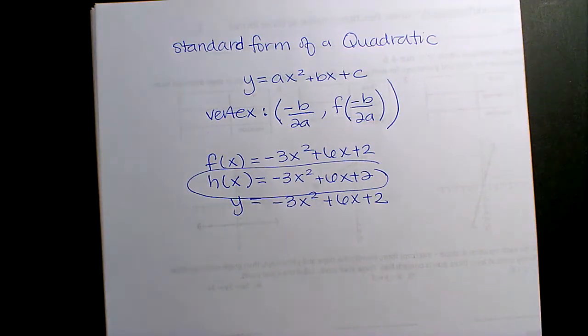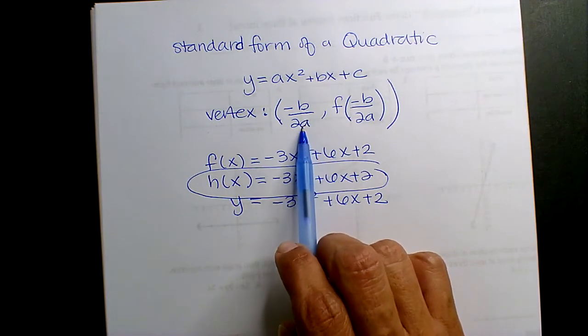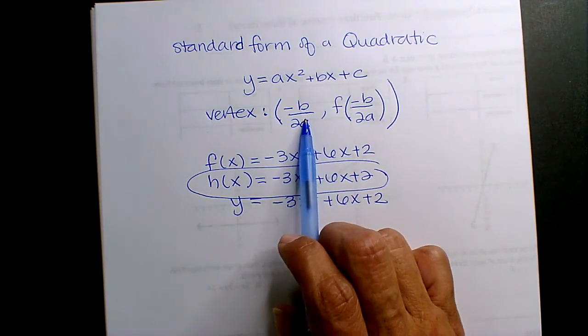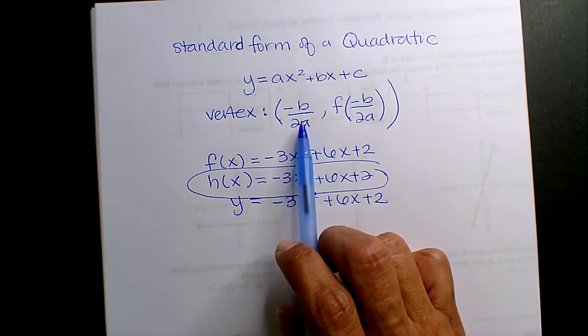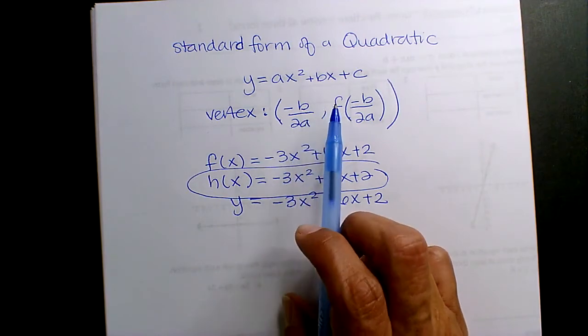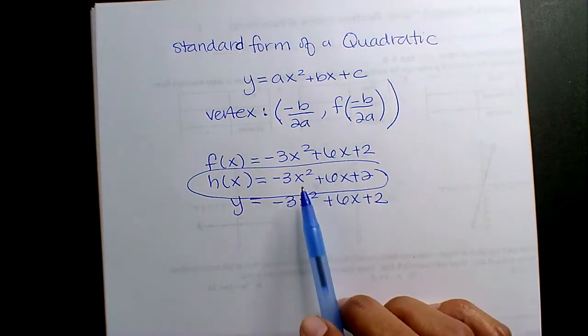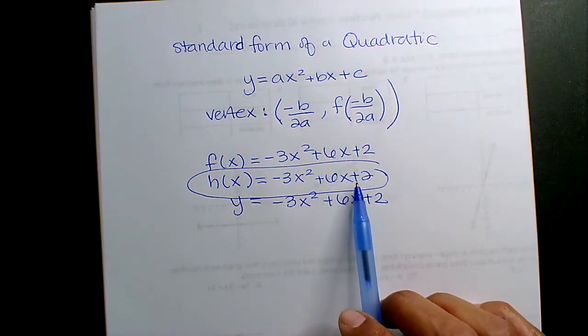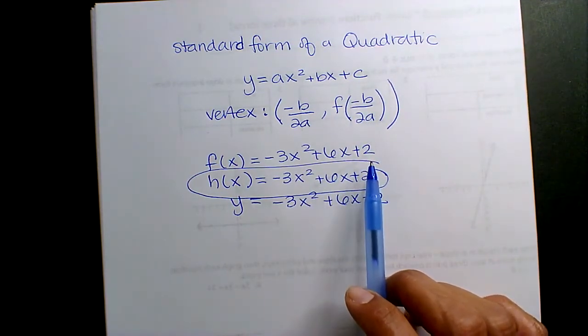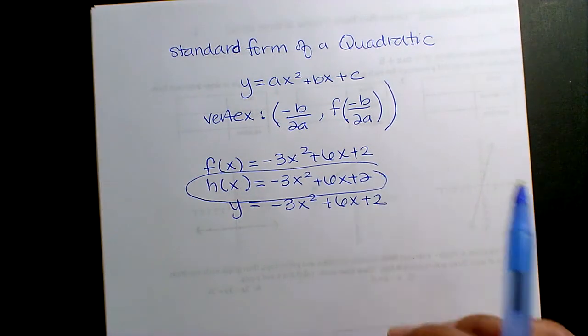All right, so standard form, you have to use this formula to find the x value of the vertex. Once you find that value, this is now an input. You now have to find the output, which means you take this value and substitute it into the function, the quadratic, and after the arithmetic, you get your y value. Okay, so that's how you find the vertex.